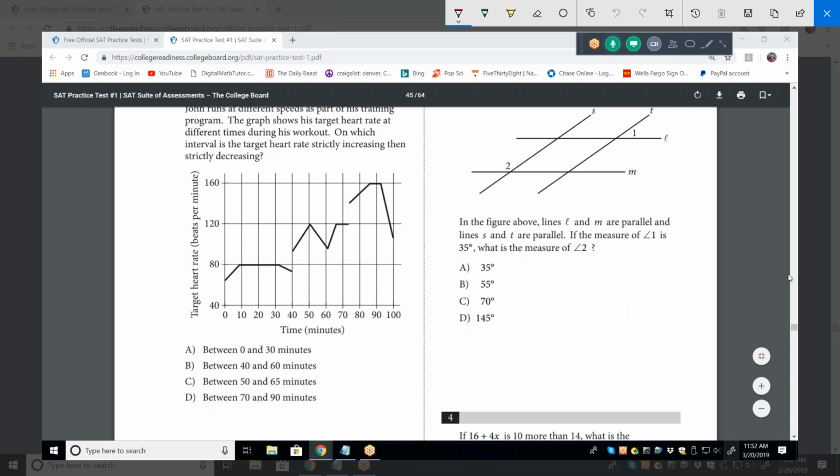I don't expect you to know what 13 times 26 is. You'd use the calculator for that. But I do expect you to know what 63 divided by 9 is without a calculator. All right. So let's have a look at this problem on the left, which I can't even see because I can't see the number. But it says John runs at different speeds as part of his training. The graph shows his target heart rate during his workout. Remember, this is going to be an easy problem. The first problem of the calculator set. On which interval is the target heart rate strictly increasing, then strictly decreasing?